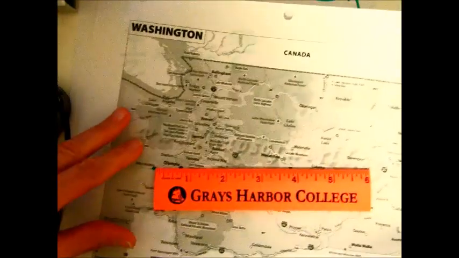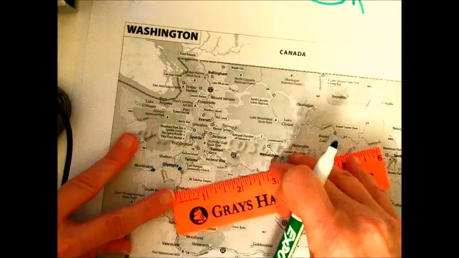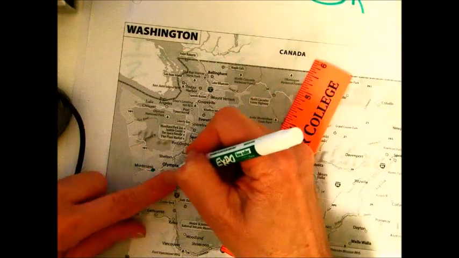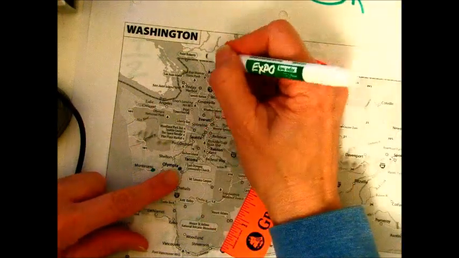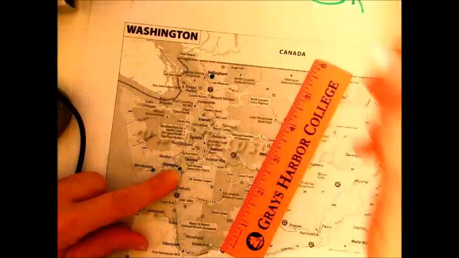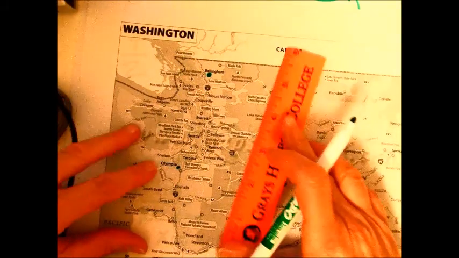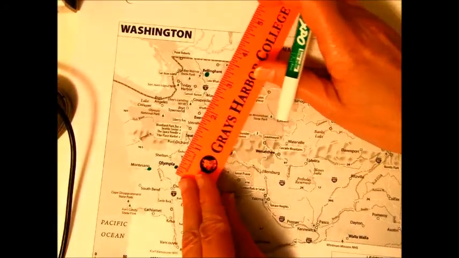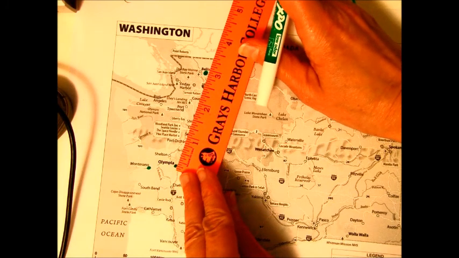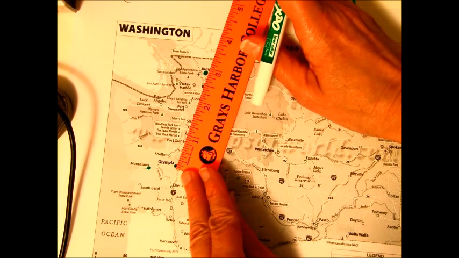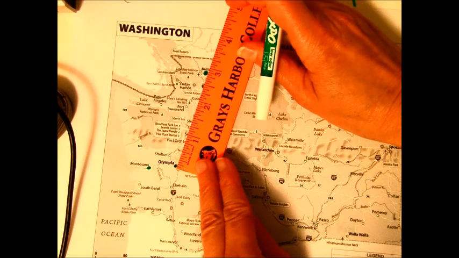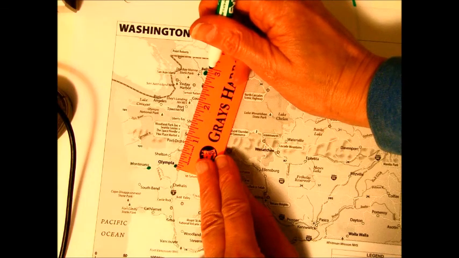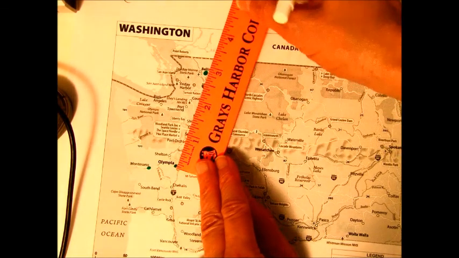Let's do one other one. Let's go from Olympia to Bellingham. Okay. So again, I'm going to measure with my ruler from Olympia to Bellingham, and it looks like it's 2 7/8. Okay, this would be 8/8 on the 3. Looks like it's 2 7/8.